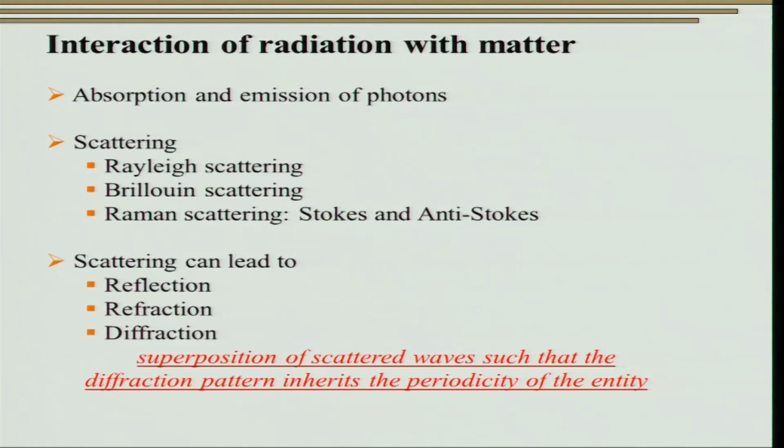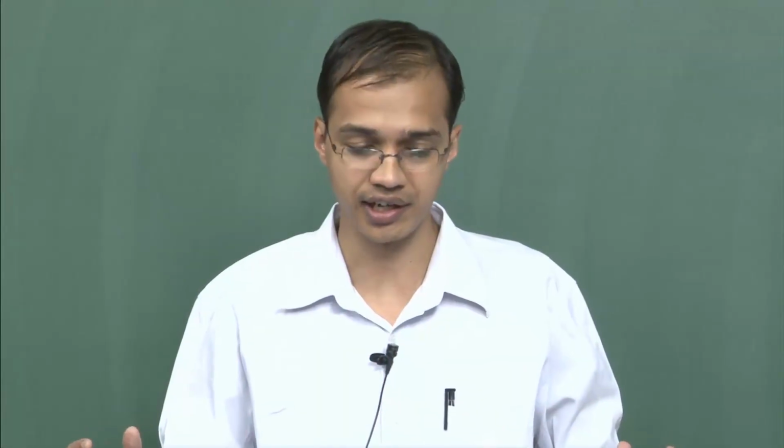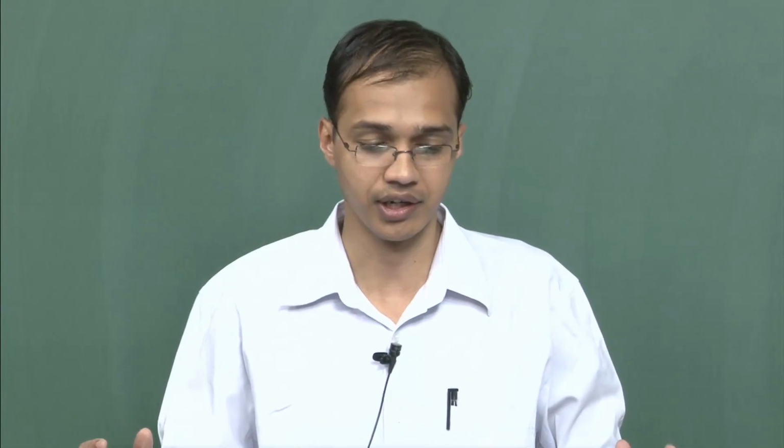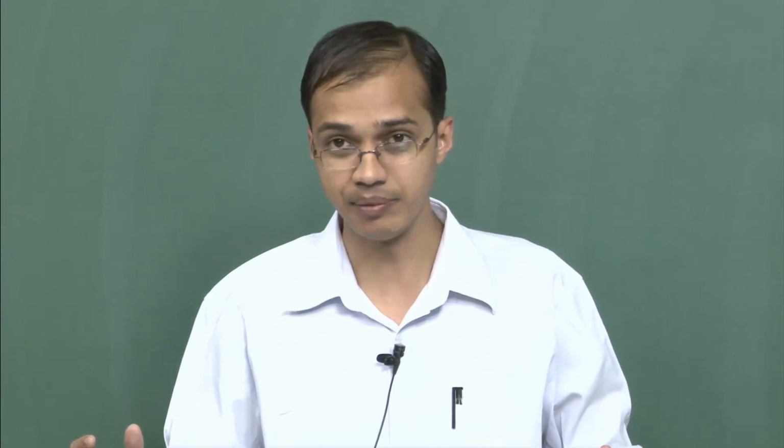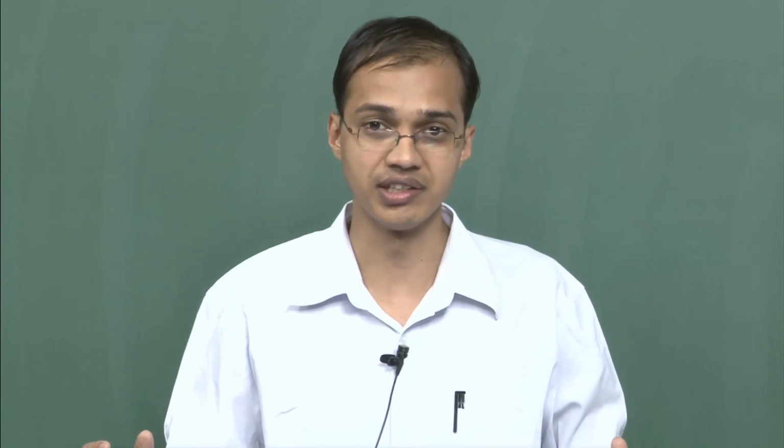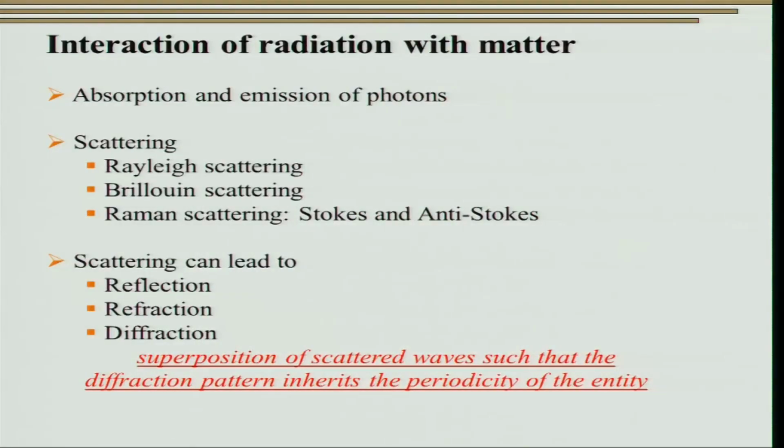So, let us first try to understand the interaction of radiation with matter. We know that whenever an electromagnetic radiation interacts with matter, it can lead to absorption as well as emission of photons. At the same time, it can lead to what is known as scattering. Scattering can be classified as Rayleigh scattering, where the energy is conserved, Brillouin scattering, which occurs for liquids, as well as Raman scattering.